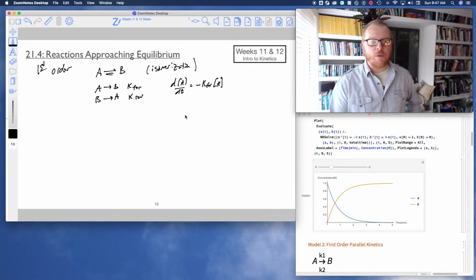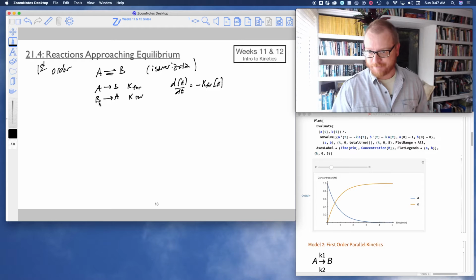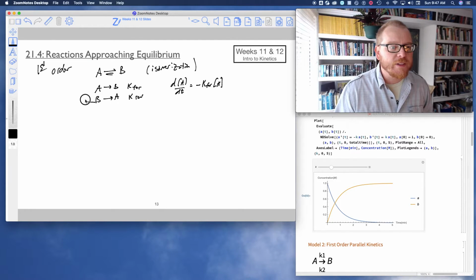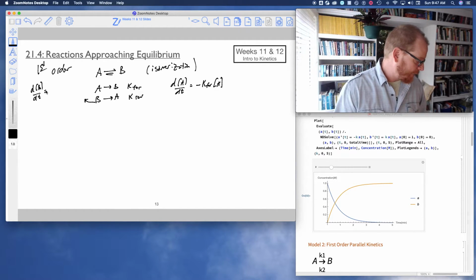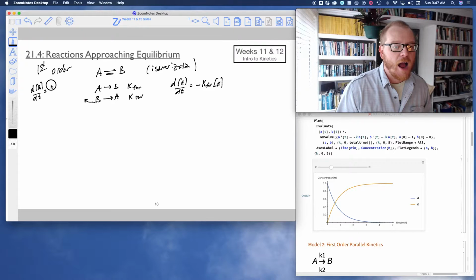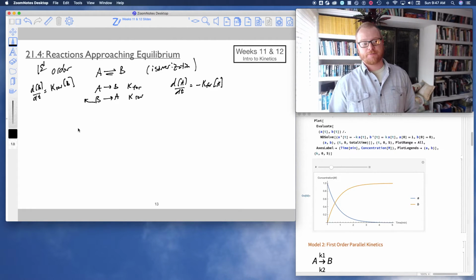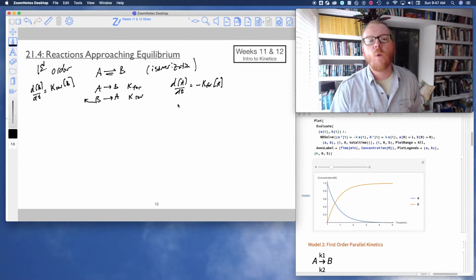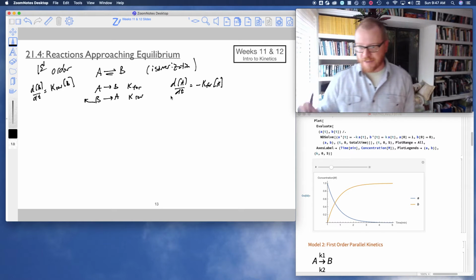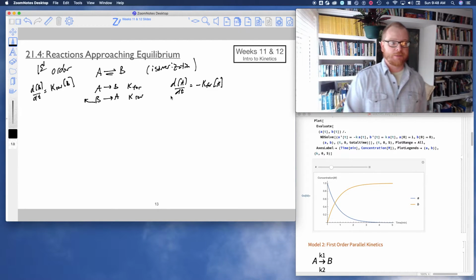So then what about this second reaction? Well, I'll just put this over here on the side. We know that we could write that in terms of B. And we could write that as dB by dt equals K reverse now times B, because it's all about the reactants. Okay? But what we really want to do, and this is what makes it complicated, we want to think of this as a total rate law, a total differential expression.